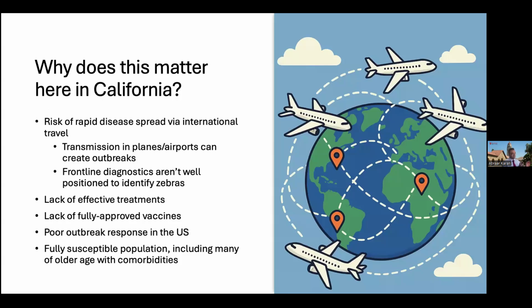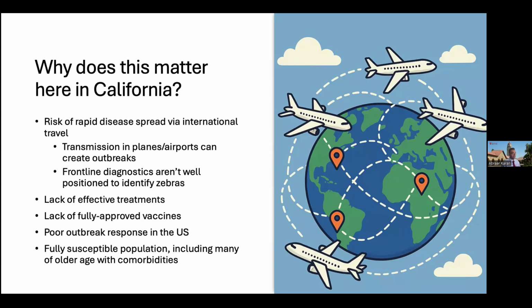So this is a UC focused talk. So one may say, why does this matter here in California? Talk about Marburg virus disease all the way over in East Africa. Well, I think as has become very apparent, the risk of rapid disease spread via international travel is something that has totally changed the dynamics of what can become a pandemic from an epidemic.